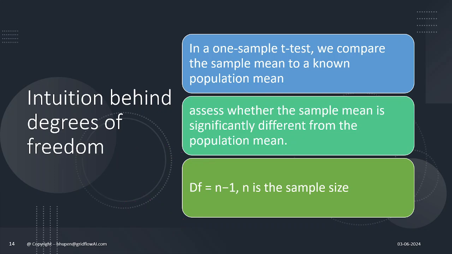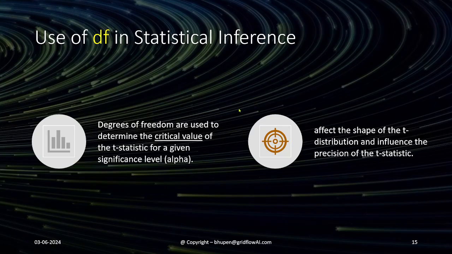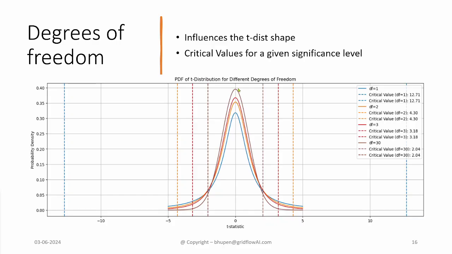Now, this degrees of freedom also influences the t-distribution. The use of degrees of freedom in statistical inference is to get the critical value of a given distribution for the alpha or significance level that we have set. So let's see an example of how degrees of freedom affects the outcome.